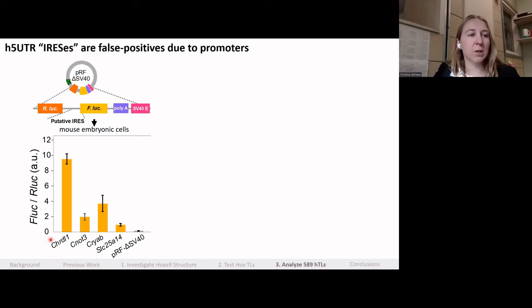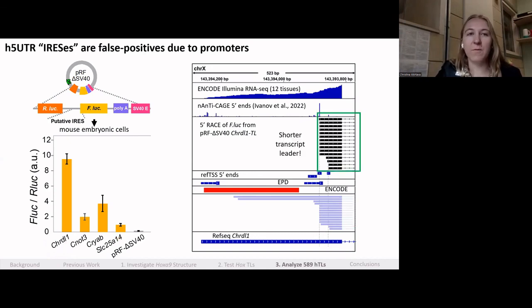Next we tested Churtle1 with 5' RACE to identify the 5' end. We found from the 5' RACE data that it supports a transcription start site at a much shorter version of the Churtle transcript leader. This is the annotated Churtle transcript leader, but we mapped the 5' end to this RefTSS site and EPD promoter. So this supports misannotation of the Churtle transcript leader.